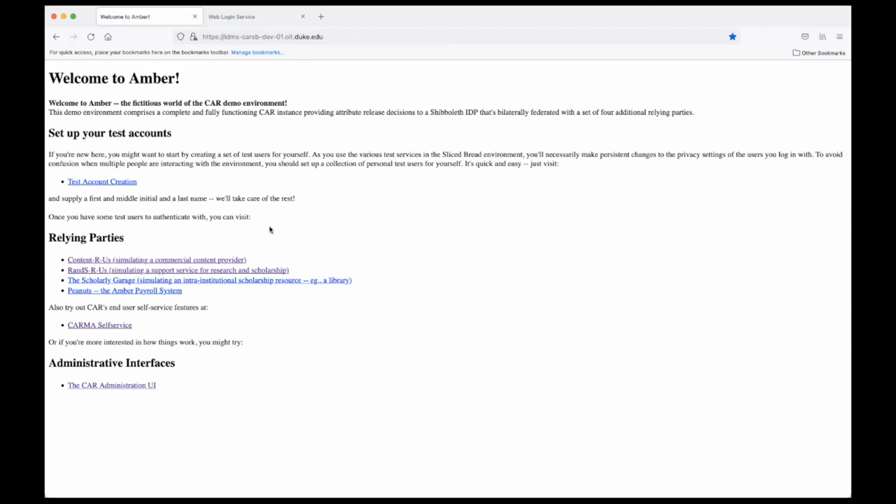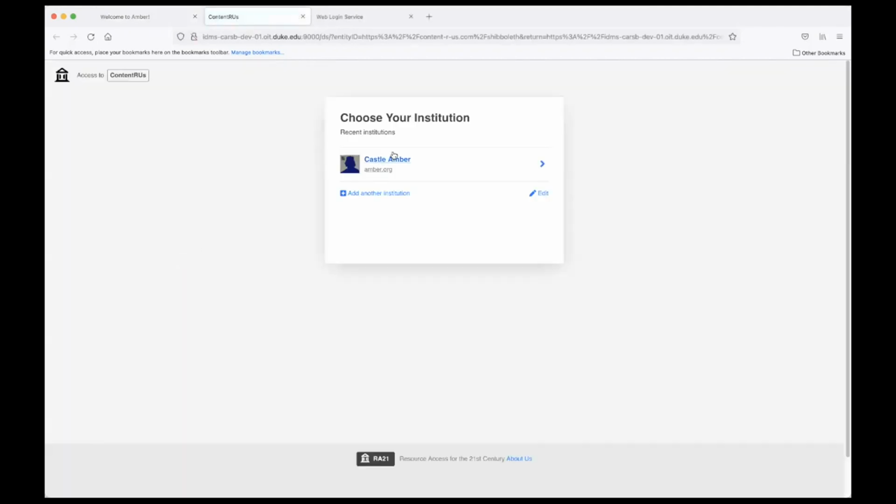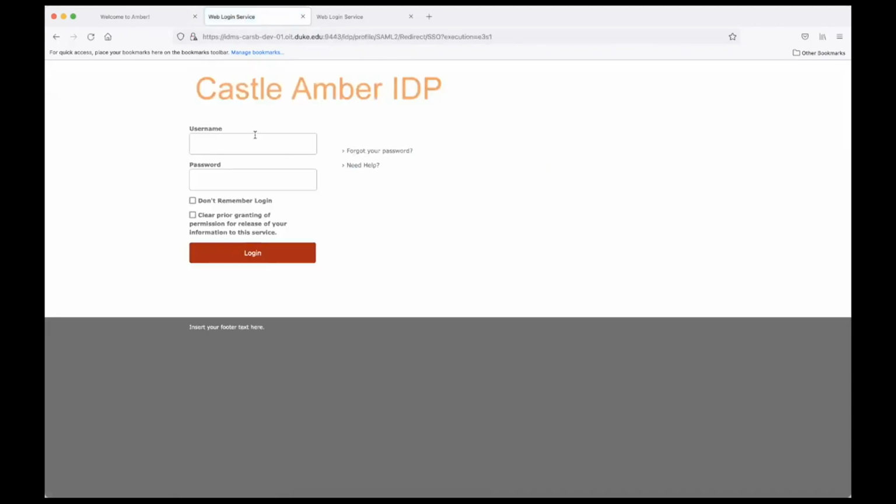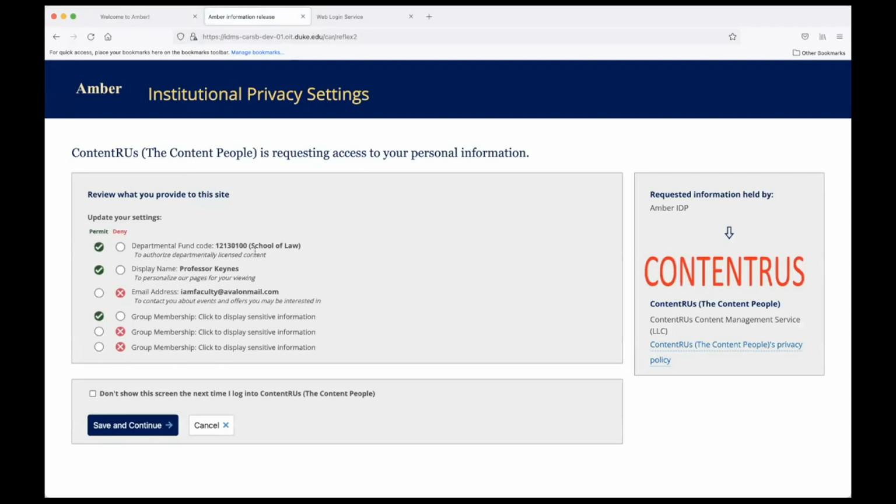And for those cases, I'm going to log in as a faculty member, and for there, you need access control, you need consent. And so I'm going to use seamless access again. This time I'm going to log on as a faculty member, and I'm presented with the consent screen, and there's some interesting aspects to this. Because of my role, I might want to display my departmental fund code to authorize internal license stuff such as Lexis. I might want to do personalization of a display name, but not identity.